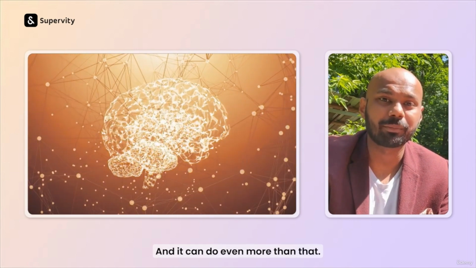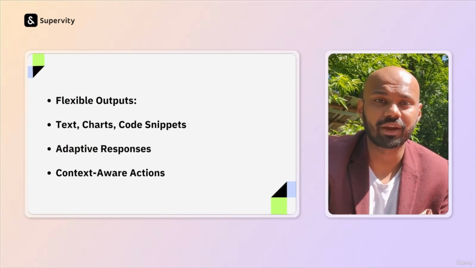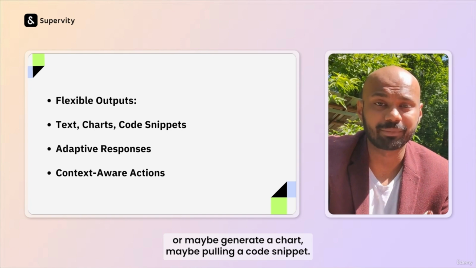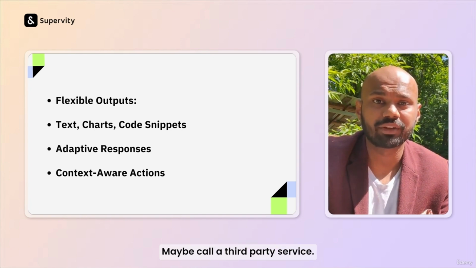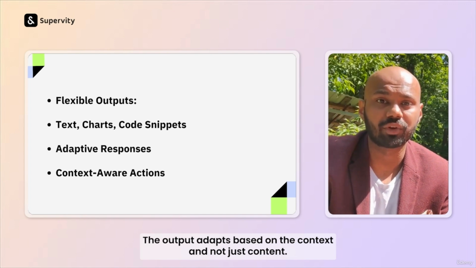And it can do even more than that. The agent could determine whether to respond with plain text or maybe generate a chart, maybe pull in a code snippet, maybe call a third-party service. The output adapts based on the context and not just content.